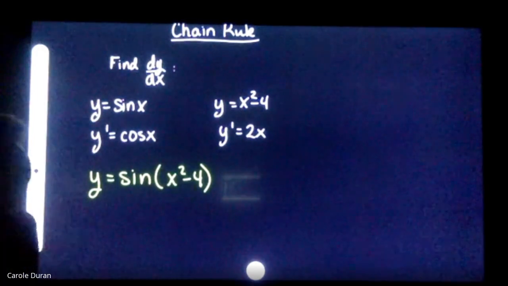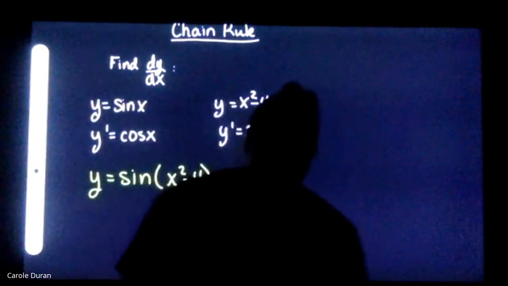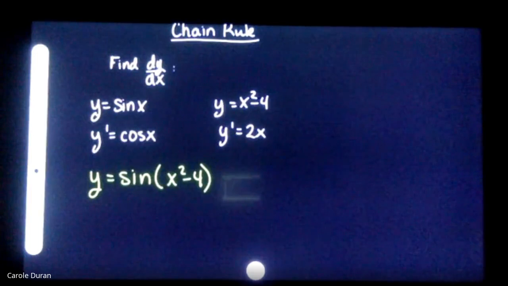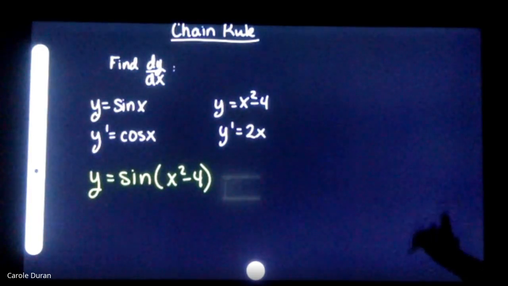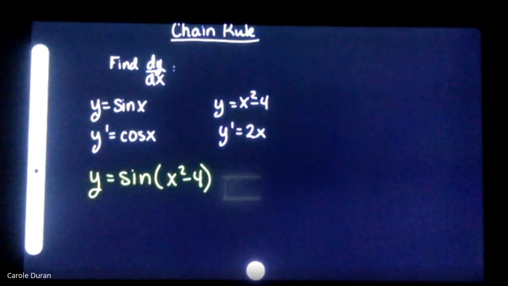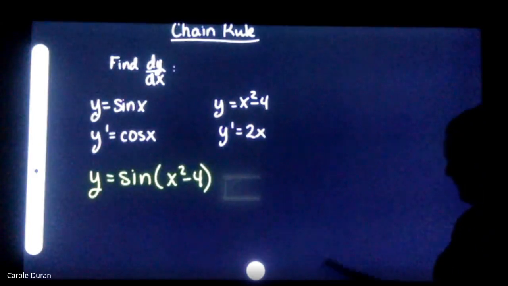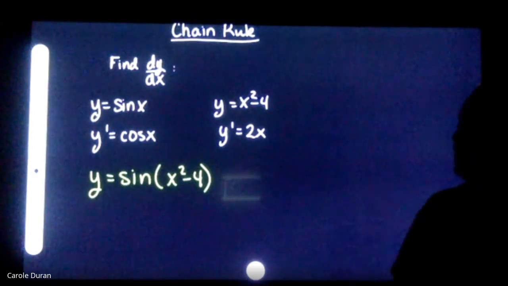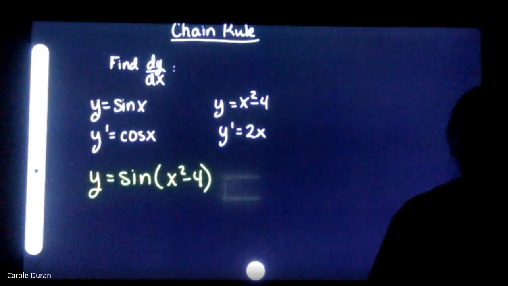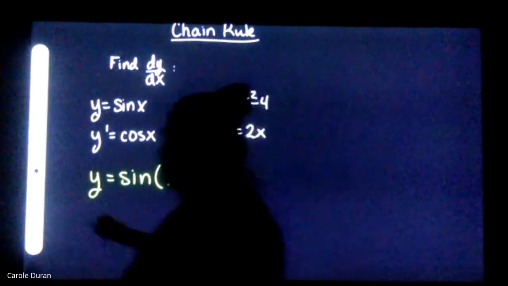The correct answer is no. We cannot just do the derivative like we did before because they're not two separate functions. They're a function within a function. So somebody with way too much time on his hands figured out that we can take the derivative of these composite functions using something called chain rule.